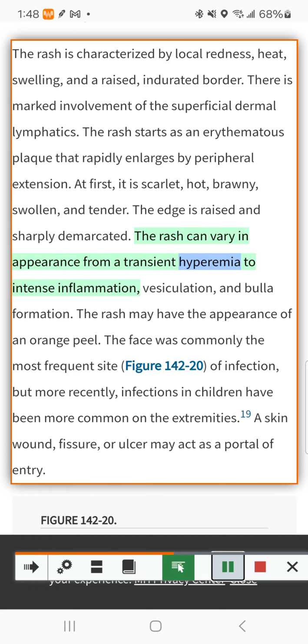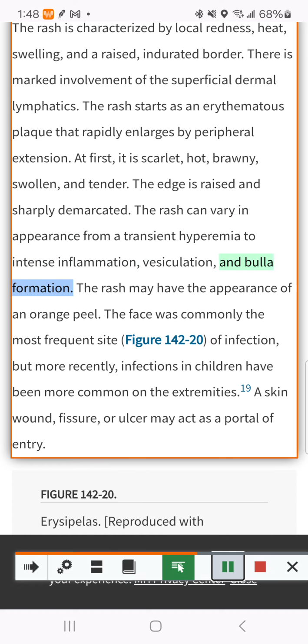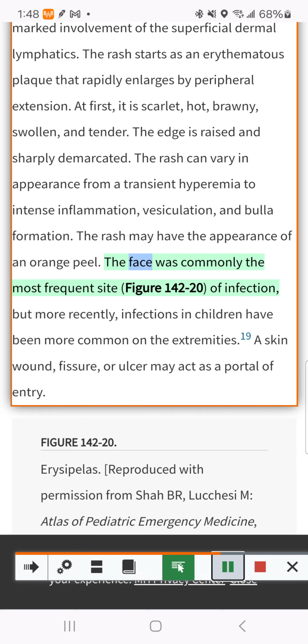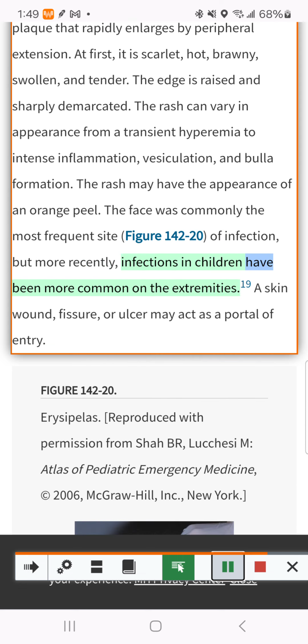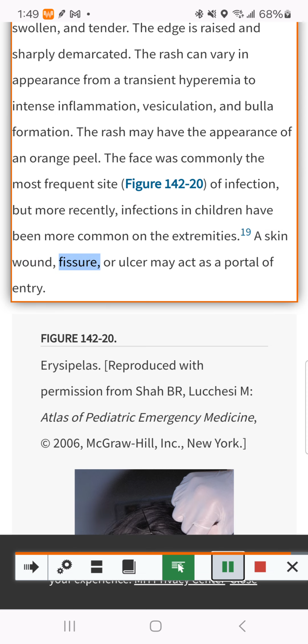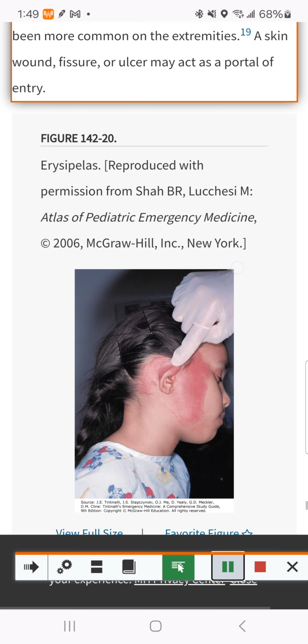The rash can vary in appearance from a transient hyperemia to intense inflammation, vesiculation, and bulla formation. The rash may have the appearance of an orange peel. The face was commonly the most frequent site of infection, Figure 142-20, but more recently, infections in children have been more common on the extremities. A skin wound, fissure, or ulcer may act as a portal of entry.